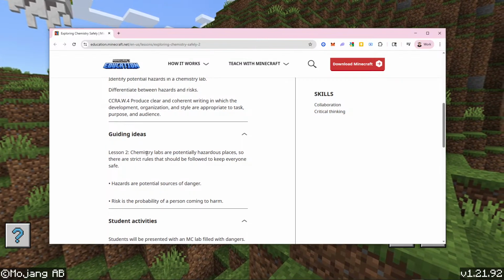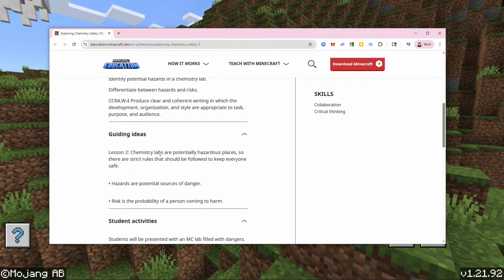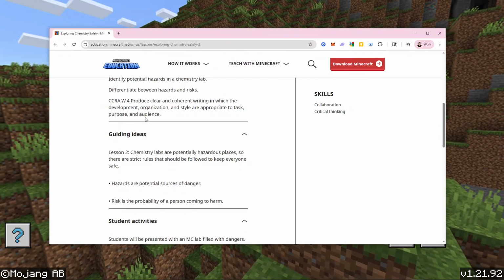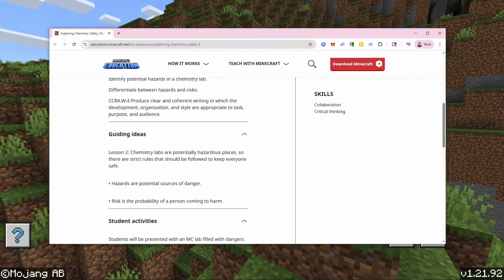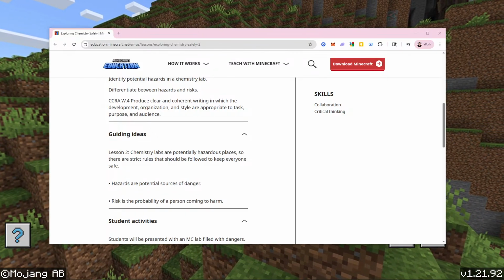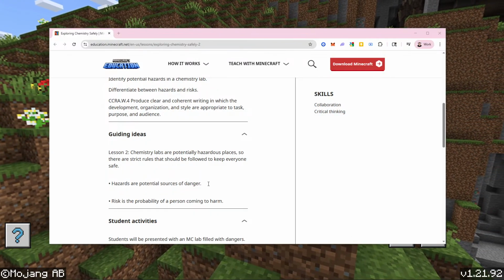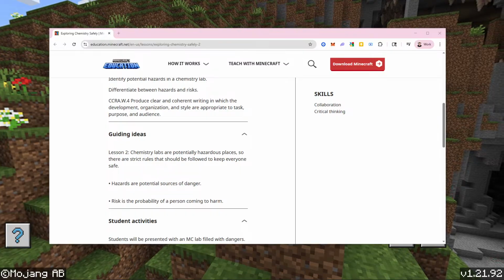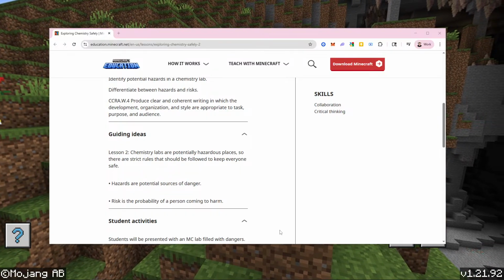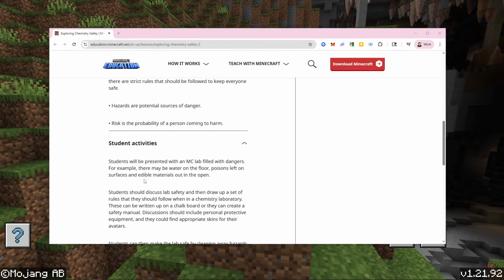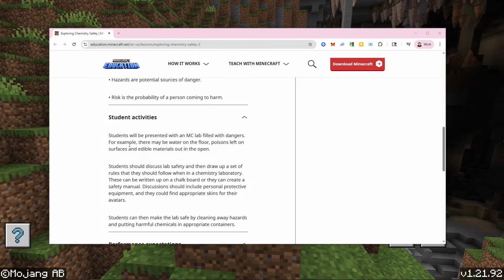Some guiding ideas in lesson 2. Chemistry labs are potentially hazardous places, so there are strict rules that should be followed to keep everyone safe. Hazards are potential sources of danger. Risk is the probability of a person coming to harm. And there's some activities here.